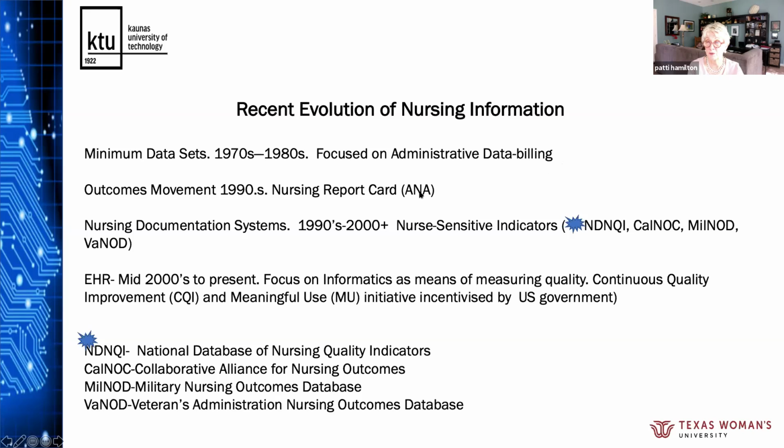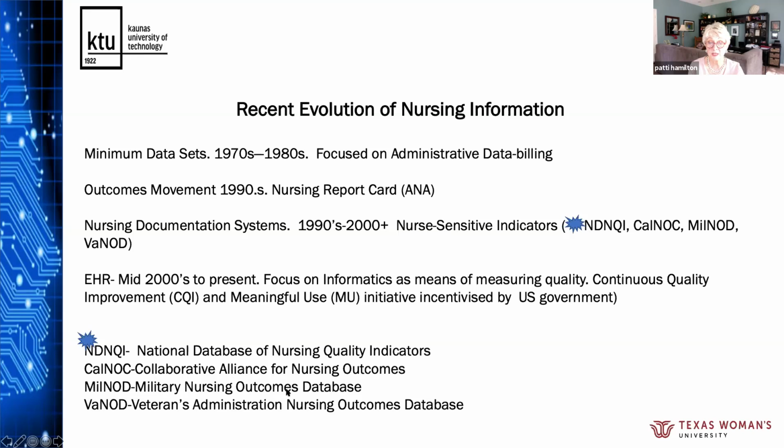Then there was a great movement in the 1990s for the nursing report card, and that's the one we showed you that had the columns where we had very little available data. Then nurse sensitive indicators came on the forefront, and in the 90s and the early 2000s, we had these organizations all getting together and coming up with their own notion of what a nurse sensitive indicator was. NDNQI was a database for nursing quality indicators. CalNOC was a collaborative alliance for nursing outcomes. It was a voluntary group.